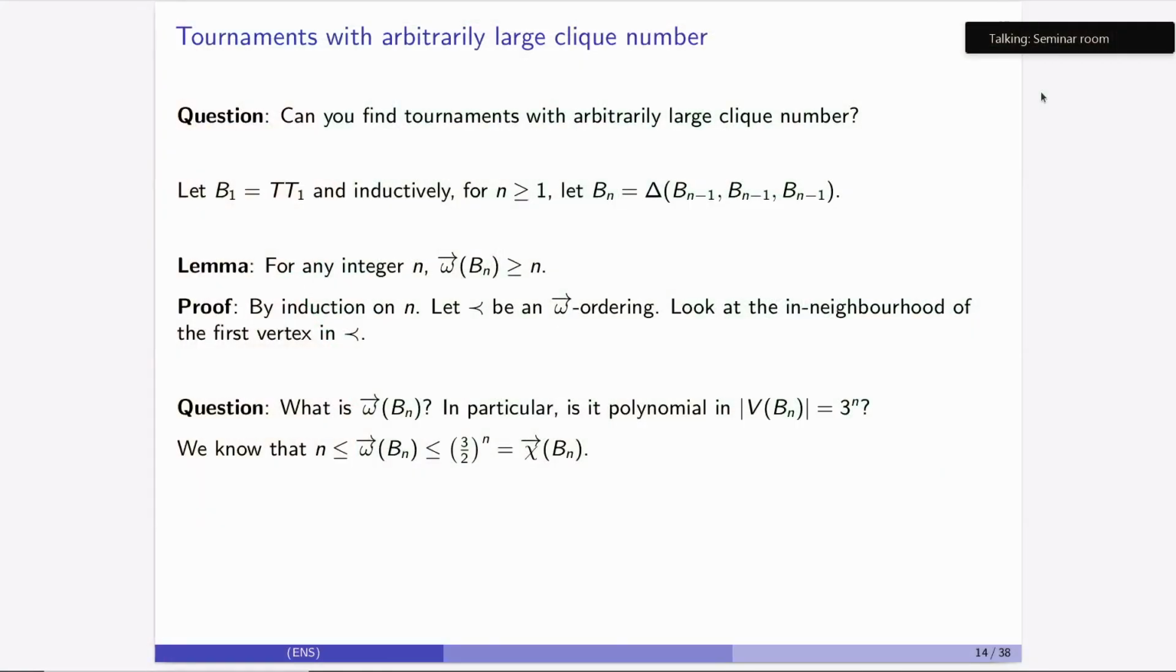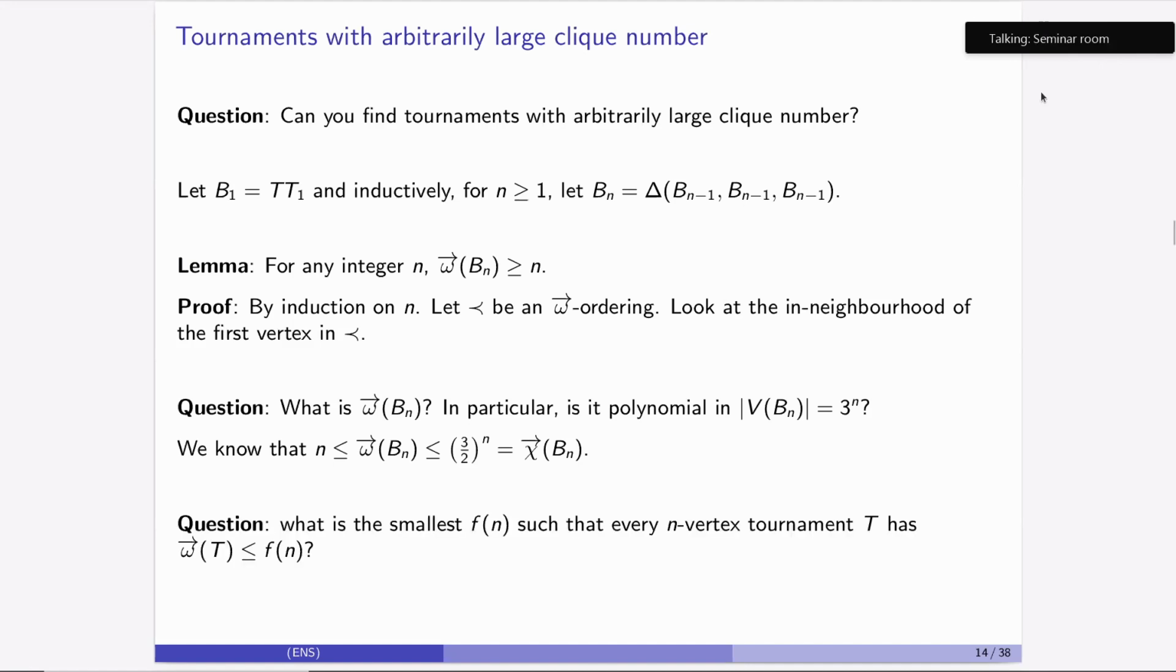And we were not able to compute what is the clique number of B_n. So in particular, we proved that B_n has clique number at least n, but the number of vertices of B_n is 3 to the n, so it could be way larger. We can prove that the clique number is at most this. So maybe yesterday we decreased this bound a little bit, but it's still very far away from n.